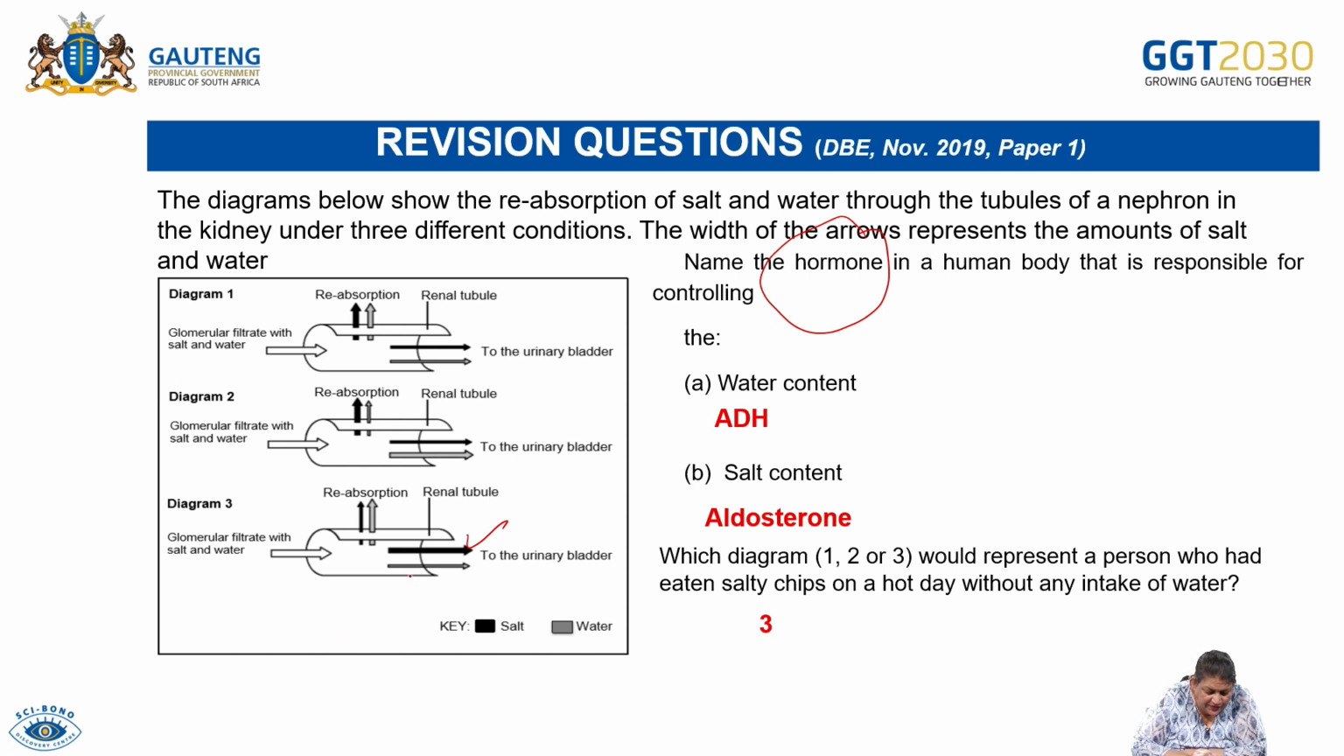Let's see. We know that because we said that the thickness of the arrow will indicate which one is taking more of the substance to the bladder. And you can see in diagram 3, if the person ate a lot of salt, they're going to excrete more salt and absorb less salt. So this one, diagram 3, is showing you that there's more salt that's going to be excreted. That's why this is going to be diagram 3 of the person eating a salty meal. So we know that there's more salt that's going to be excreted because the salt balance was high.